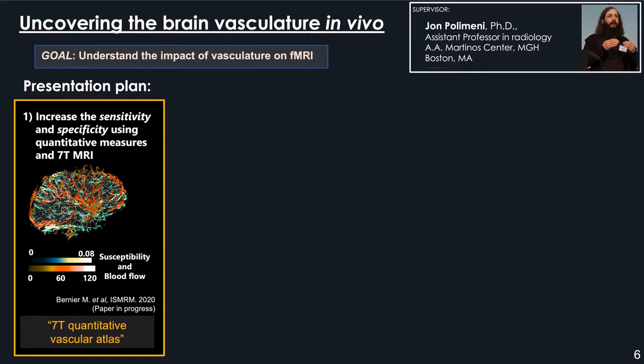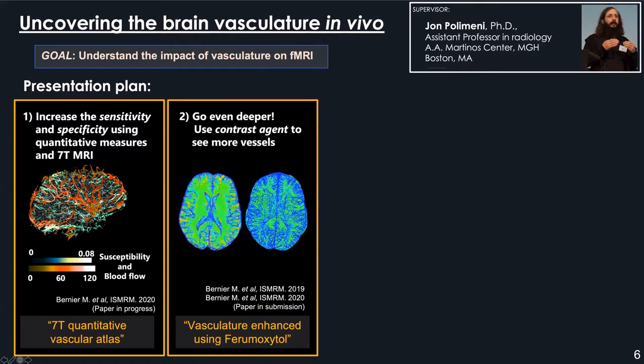For the next project, we wanted to see even more vessels. So we employed a contrast agent to see more vessels. Here it was ferumoxytol. And here the goal was to try to see if we could find some hidden vasculature that we're not used to seeing in vivo.